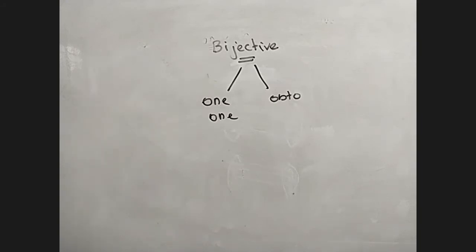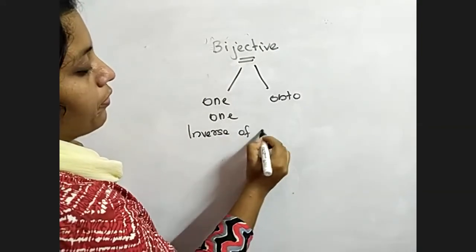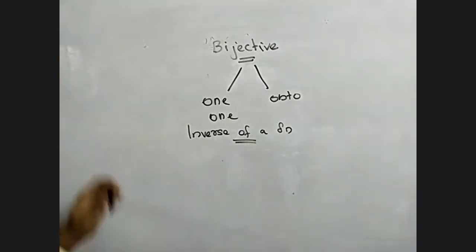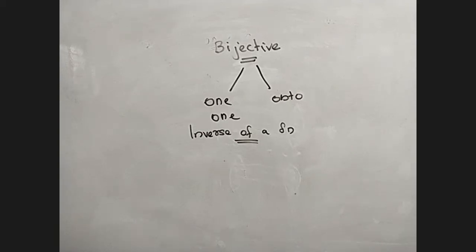Next, inverse of a function. What is the inverse of a function? This will be asked like a statement question: what are the conditions for the inverse of a function to exist? For a function to have an inverse, what are the conditions? The condition is they should be one-one and onto. If a function is both one-one and onto, it will have an inverse. Clear?